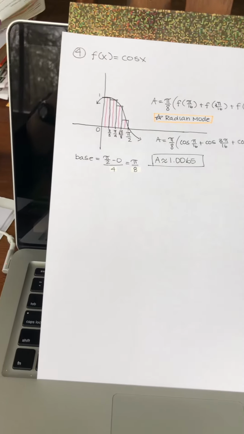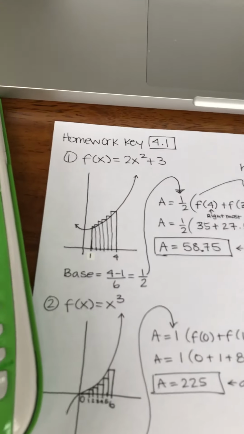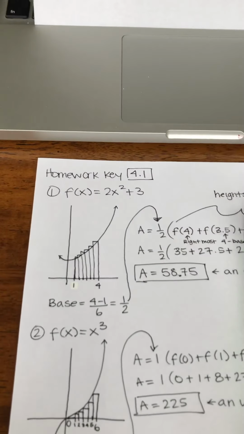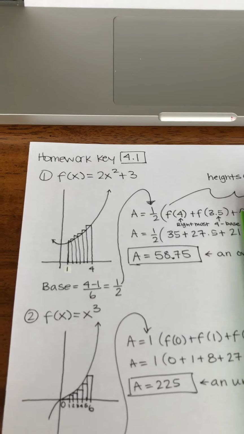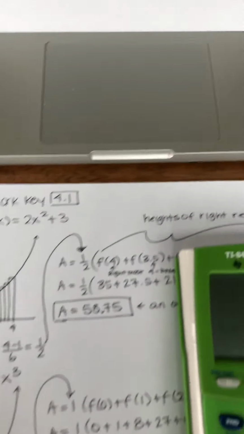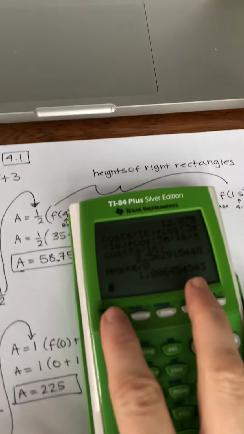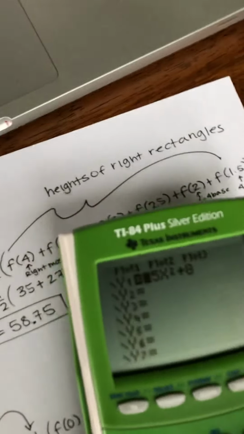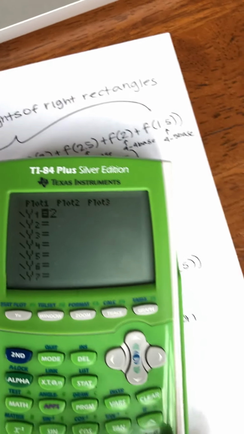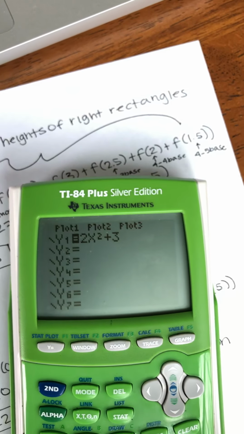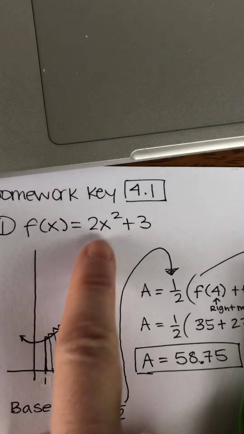Now, let's look at today's problems. So what we're going to do is we're going to use the calculator, if you're able to use the Riemann sum program. So the first thing that you want to do is graph your function. So let's first of all clear that out, and I'm going to put in 2x squared plus 3. Okay, so we're just graphing that function. Then we quit out of that.